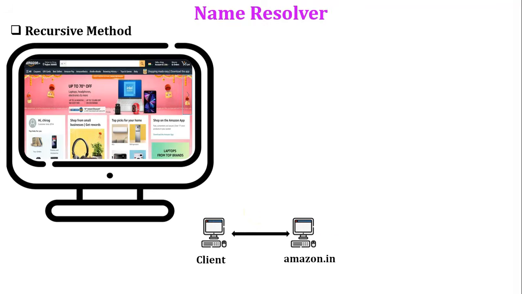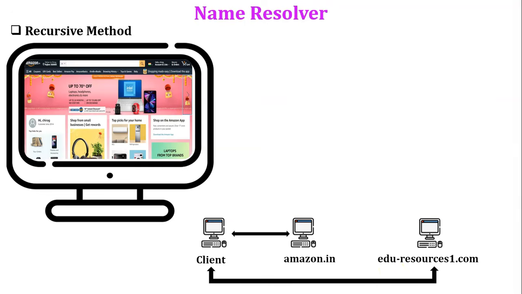A user is accessing a website, amazon.in. After some time, the user wants to access another website, eduresources1.com. But the user cannot directly access that website. So the user sends a request to the web server which the user is currently accessing. Here the user is currently accessing the amazon.in web server. So the amazon.in web server tries to evaluate that query, but this query is not resolved by the amazon.in web server.